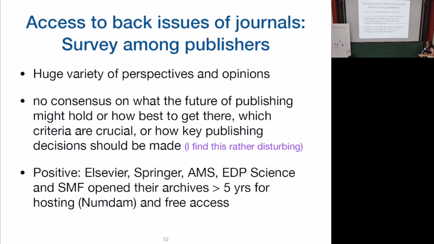Competition is always good. Okay, what was even more surprising is when dealing with publisher houses and having these interviews, there was a huge variety of perspectives and opinions about science publishing. There is no consensus about what the future of publishing might be. So what is the strategy for the next 10, 15 years? Or how to get there, how to do the transition. I mean, printed books are not the future, whether we like it or not. What are the criteria, and how would key publishing decisions be made? And all in all, I find this rather disturbing because despite all the changes and technological progress in the past years, it's still unclear.